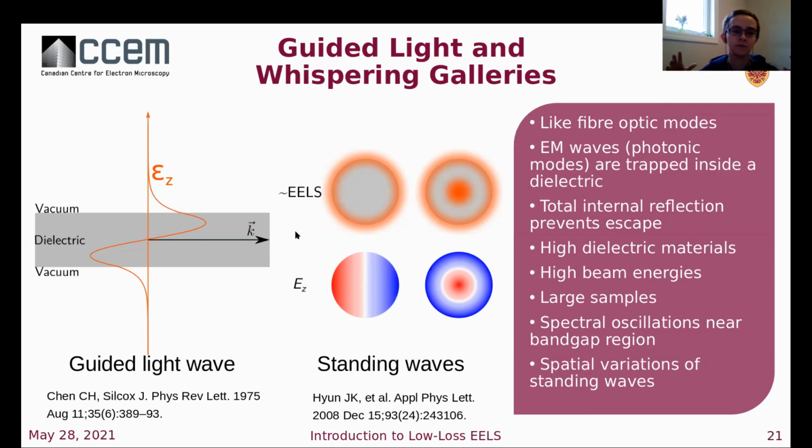If you confine this guided light into a nano or micron scale sample, you may get a photonic standing wave. These are the whispering gallery modes. And if you do a spatial EELS map, you may actually be able to see these whispering gallery modes. So depending on the experiment you're doing, you may be annoyed by these peaks in your spectrum, or you may be very interested in learning about the standing waves and the guided modes that your sample can support.